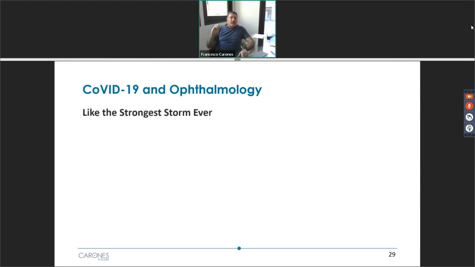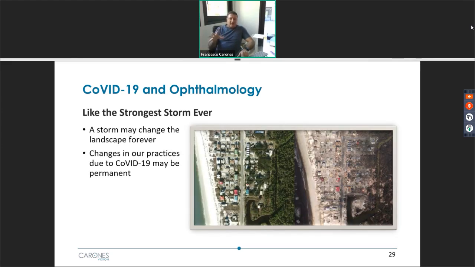So just to conclude, COVID-19, as regards ophthalmology, was like the strongest storm ever, in the way that it is going to change the flow, the practice, and all of that. And as you see here, the picture of a hurricane and the damage the hurricane left in Florida, a storm can change, or may change, a landscape forever. So also these changes that we have to apply in our practices, in our patients' flow, in our scheduling, may be permanent. No one knows if we will be back to a normal status.